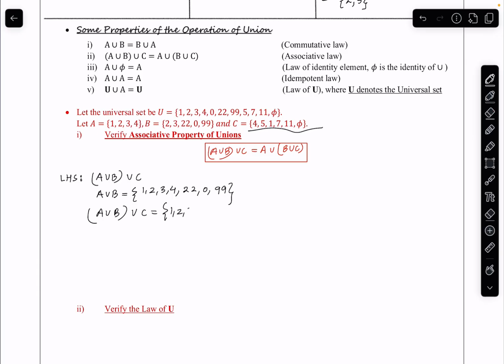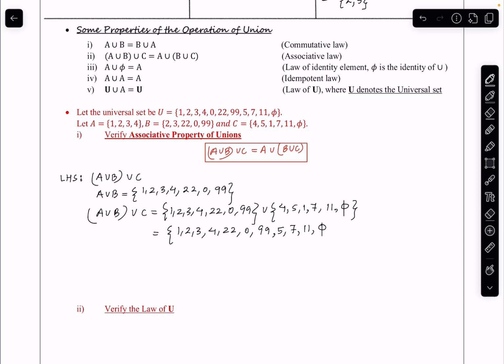A union B we have just found: 1, 2, 3, 4, 22, 0, and 99. And then I need to take the union of this set with C, and C has 4, 5, 1, 7, 11, and 5 in it. Now taking the union, it would be 1, 2, 3, 4, 22, 0, 99, and then the other elements from the set C, that would be a 5, a 7, an 11, and a 5. So this is what A union B union C is.